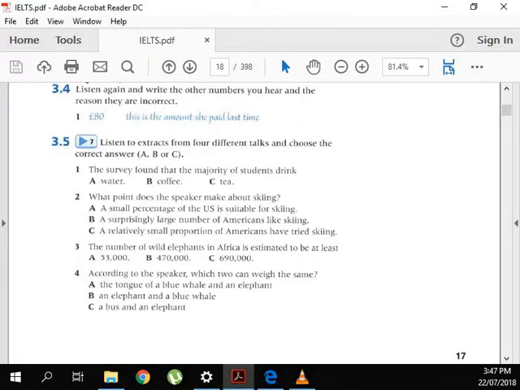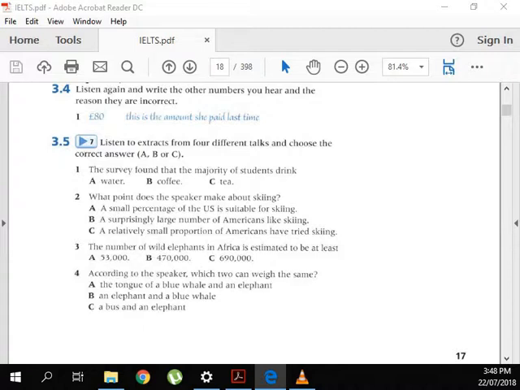Recording 7. 1. We had a good response to our survey, and we found that while 80% of our students drink coffee, only 15% drink tea, with the rest preferring water.